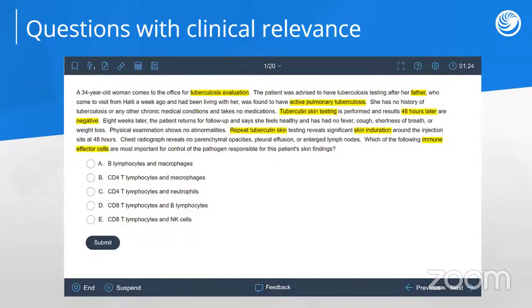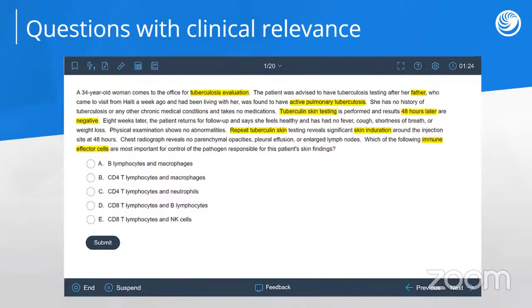So we have a 34-year-old woman who has been presented for tuberculosis evaluation. Her father living with her has active pulmonary tuberculosis. She gets tested. Her initial skin testing was negative, but 8 weeks later, she tested again. No symptoms, normal physical exam, but her skin test is positive. Her chest x-ray was normal. So the question's asking, what immune effector cells helped control tuberculosis so she did not develop the active disease?